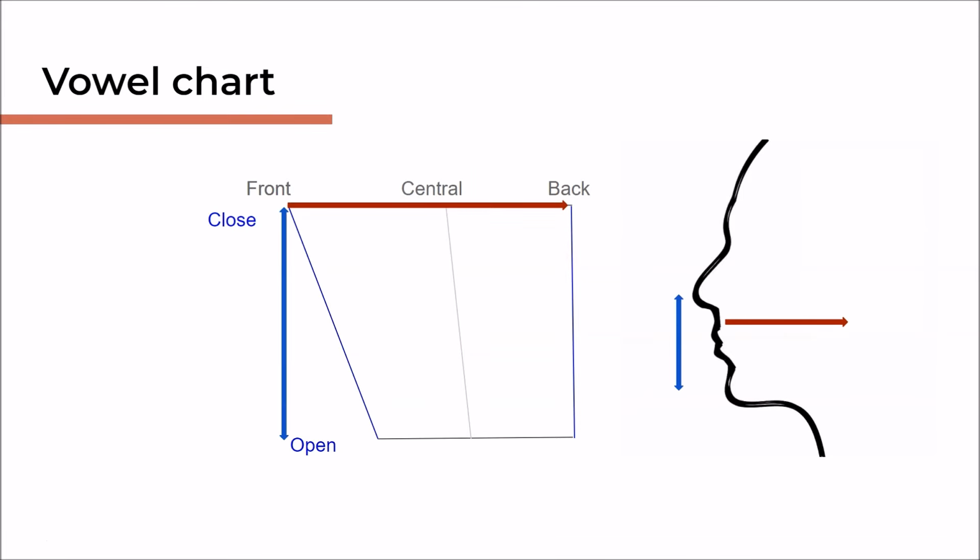And again, we can of course divide between close and open into smaller categories, and we would say there's close, close-mid, and open. Okay, so now that we had a look at the organization of the chart, let's have a look at the vowel sounds and where they would go.